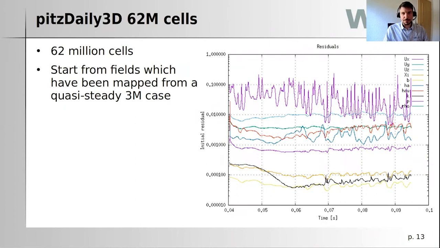Just to show you the mentioned 62 million case. Here it's a little bit different. We start from the mapping of the 3 million case, so we don't have such a huge initial transient here, so it doesn't start at one. But still, the residuals just go down because the resolution is much higher for the 62 million case.